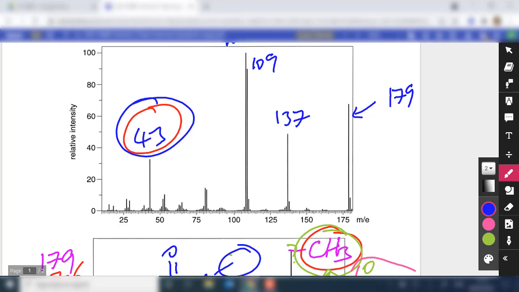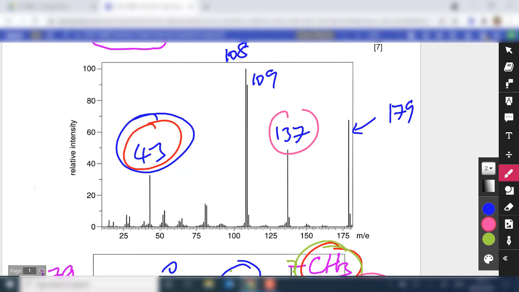And what about the one H? Sorry, not one H. What about the mass spec? What can we do about mass spec? So for example, if you are looking at, let's say, 137, what can 137 be? So that's the difficult one that some of you faced.